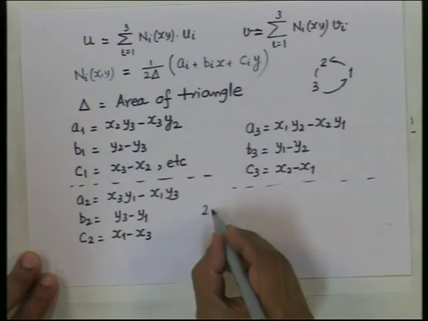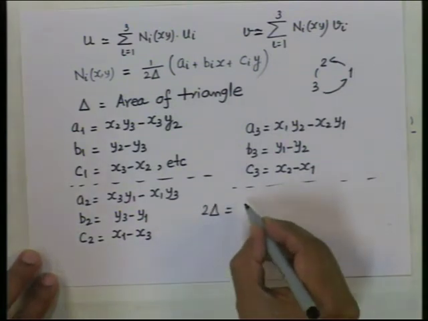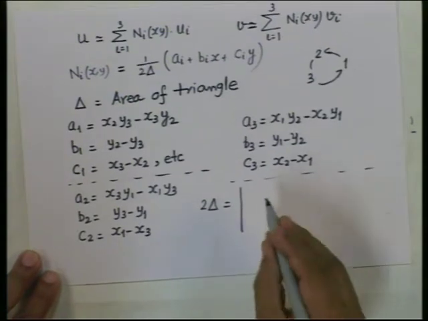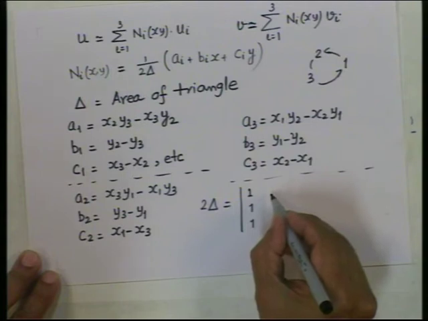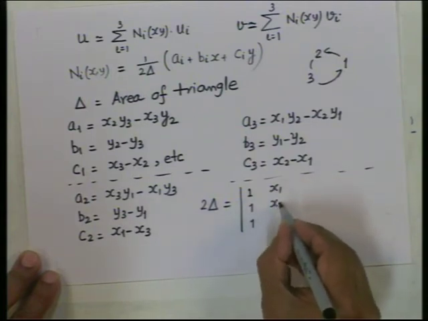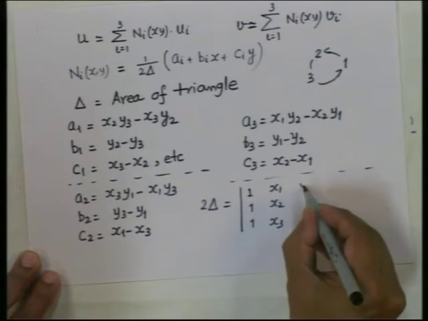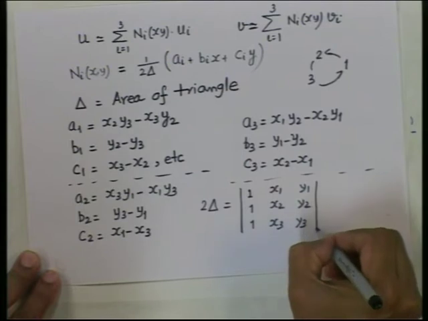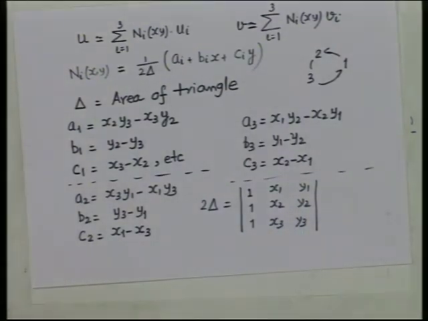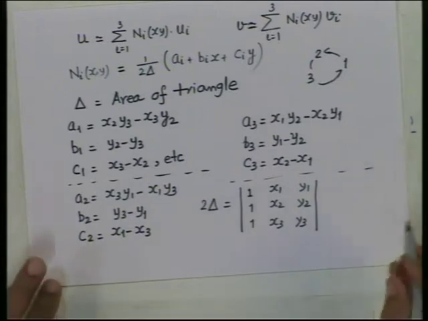2 times the area is nothing but the determinant of the matrix with rows 1 1 1, x1 x2 x3, y1 y2 y3. This of course you know from your algebra: the determinant of this matrix gives you 2 times the area of the triangle, where x1, x2, x3 and y1, y2, y3 are the coordinates of the 3 vertices of the triangle.